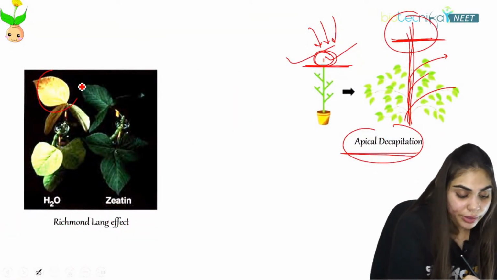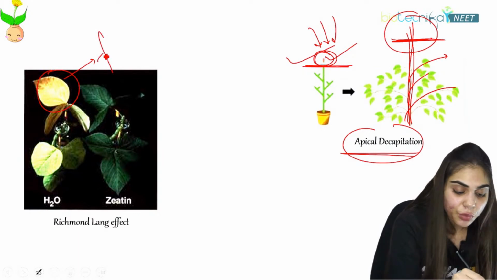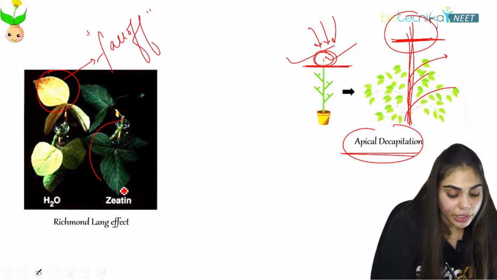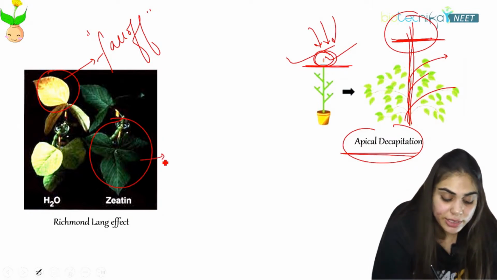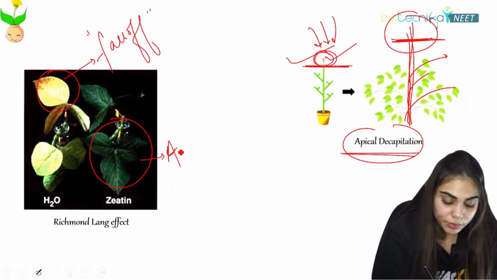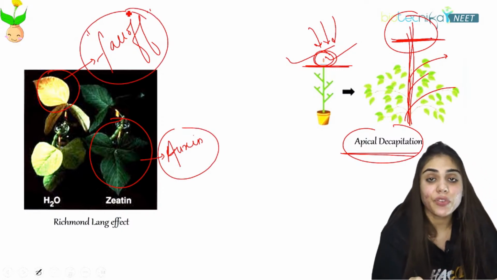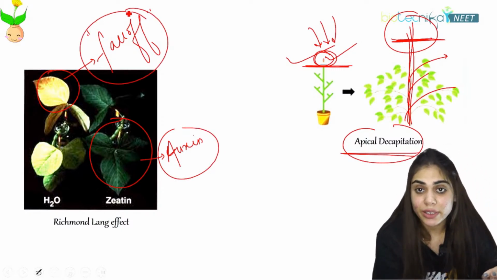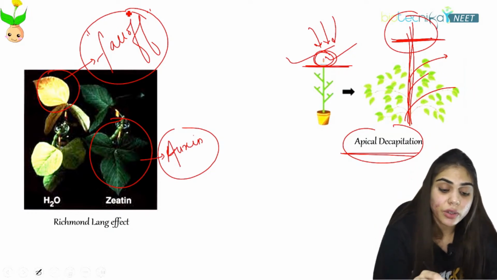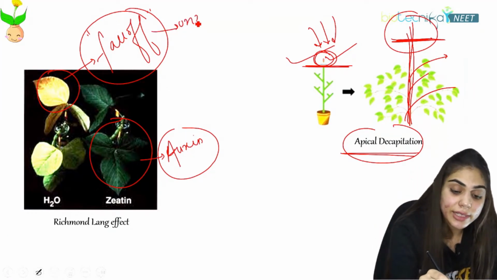Now, what is senescence and delay in senescence? Suppose this is an older leaf. At some point of time, it will fall off. And this young leaf will not fall off because it is young and it is having auxin. So this is what is called senescence. When the leaf, or a part of the plant, is dying after some time, that is what is called senescence, and it is undergoing aging.